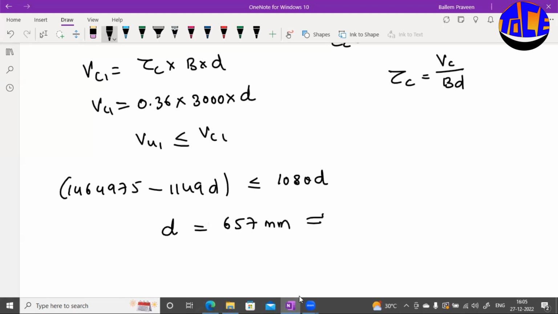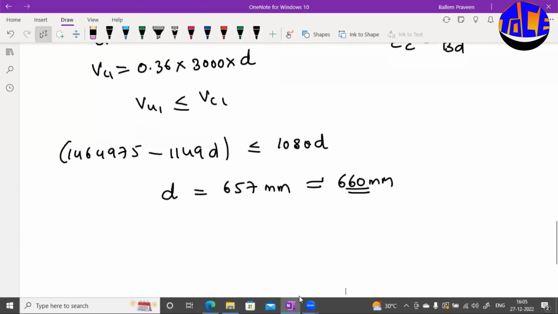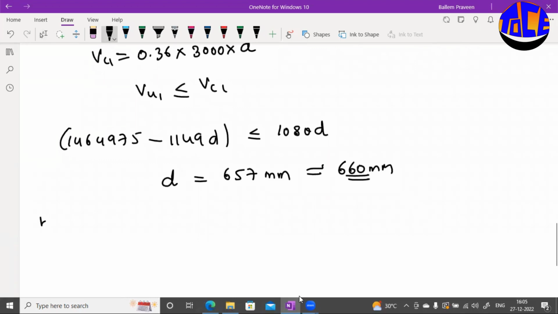657 mm, so you can provide 660 mm. Okay, so this is your D required, the effective depth required. After this one-way shear, you have to go for two-way shear as well. You have to check whether this calculated effective depth is safe against two-way shear or not. Or else, you can find the effective depth using two-way shear as well, compare these two values, and provide the maximum one.